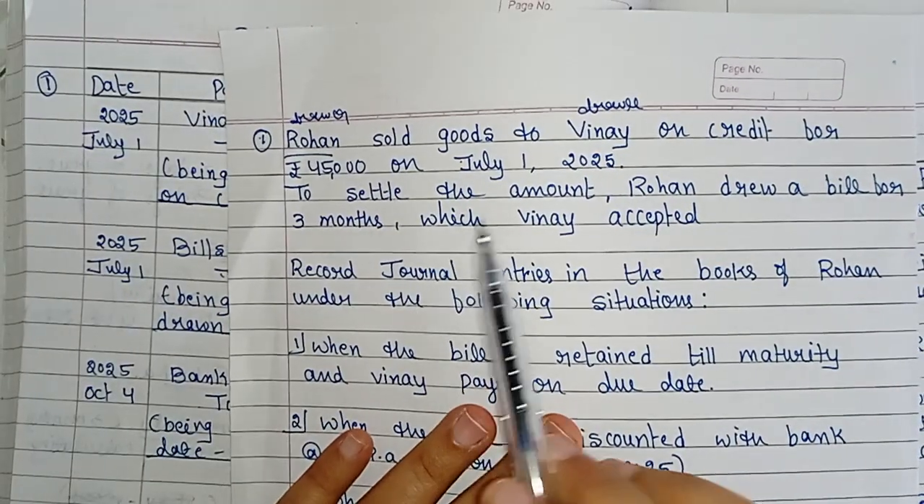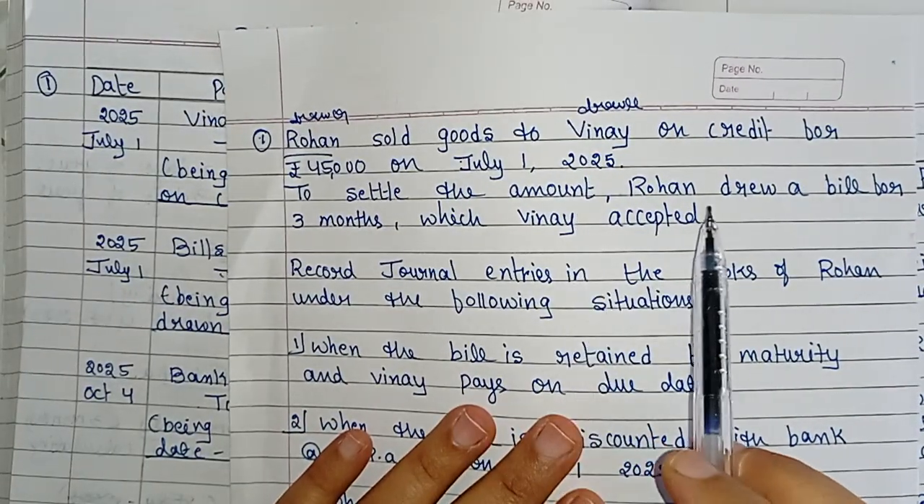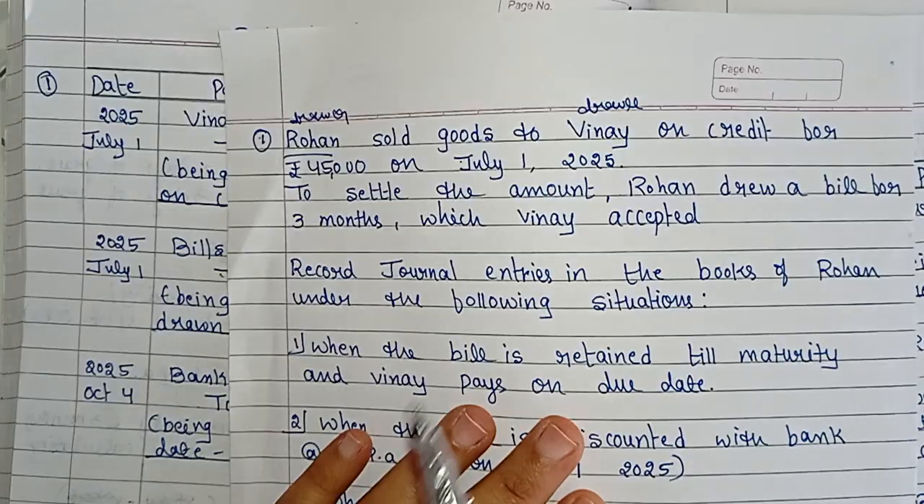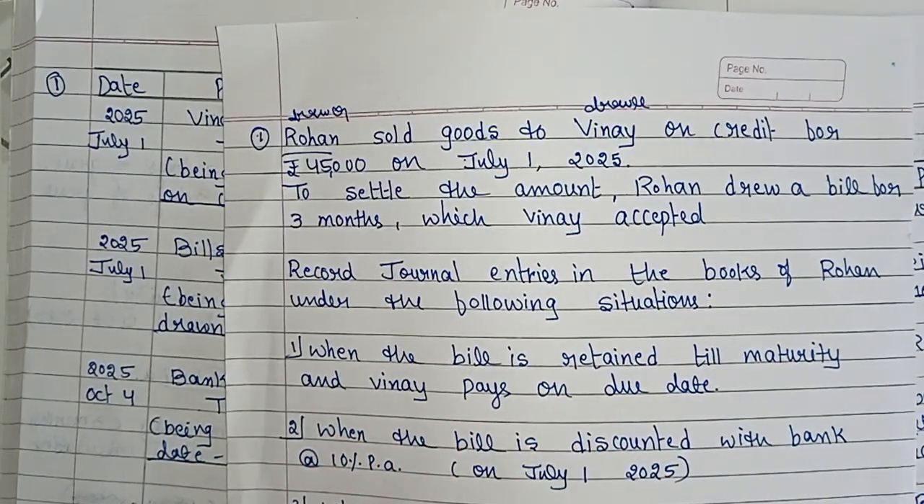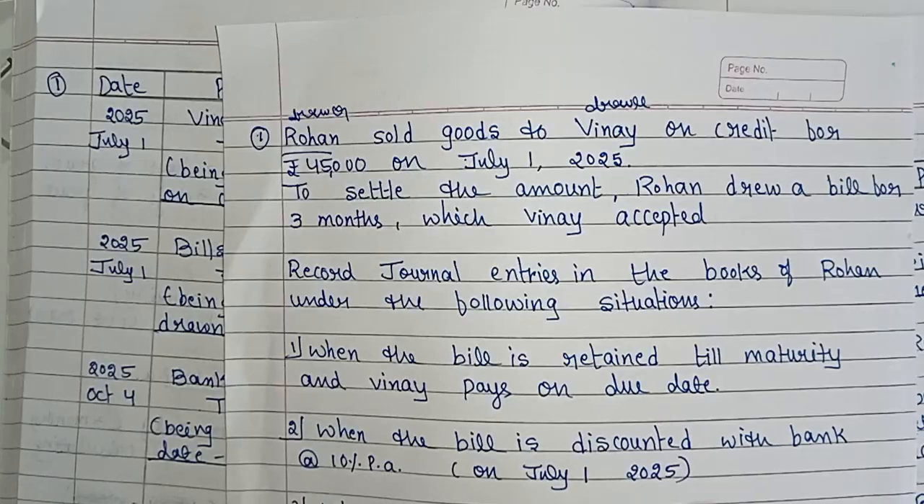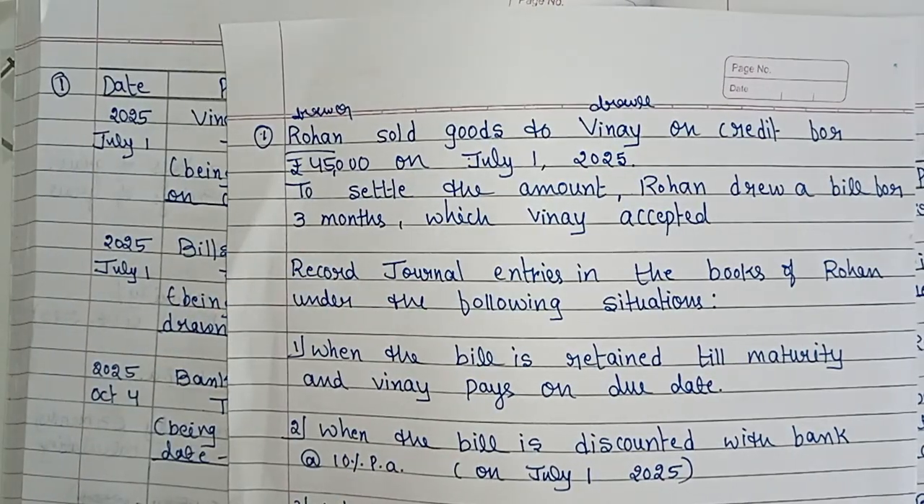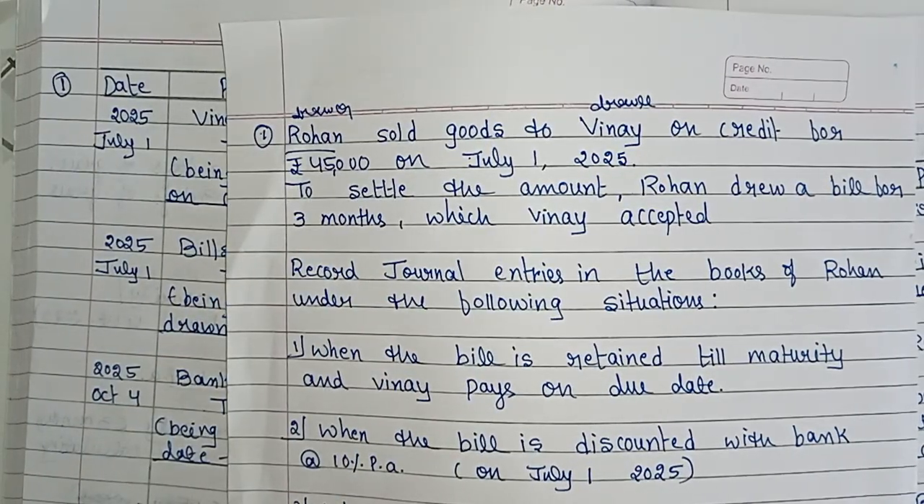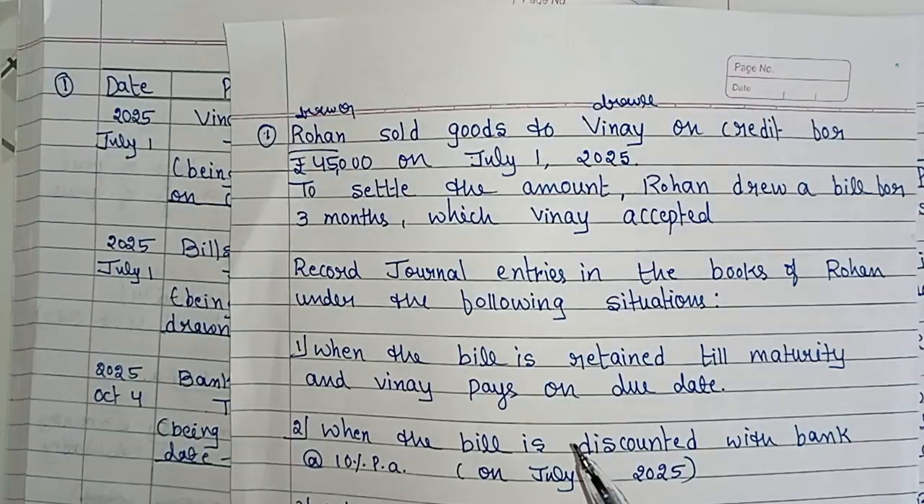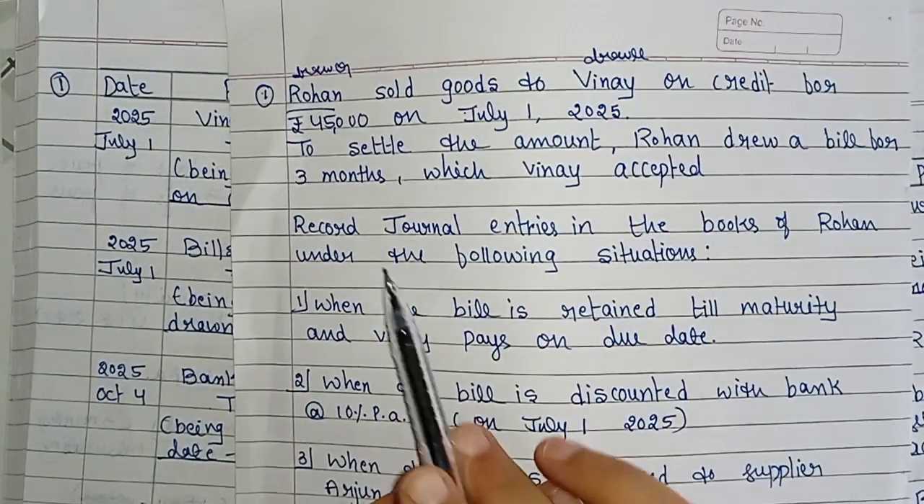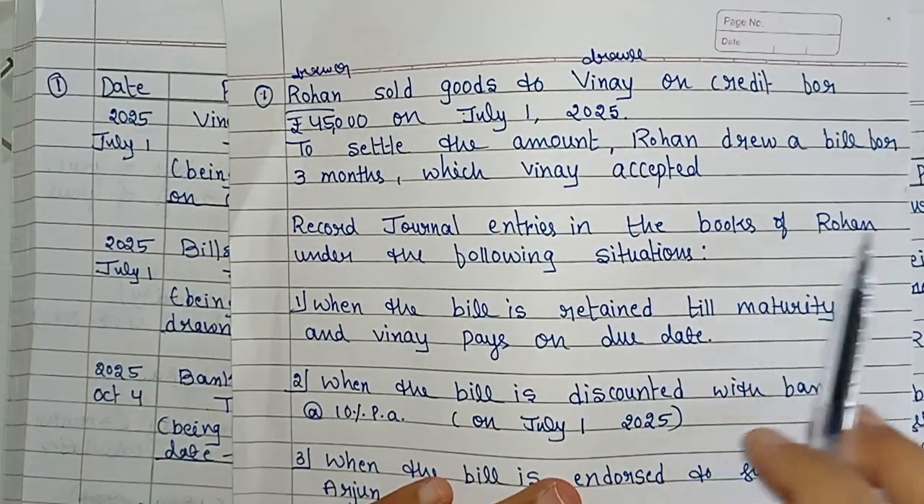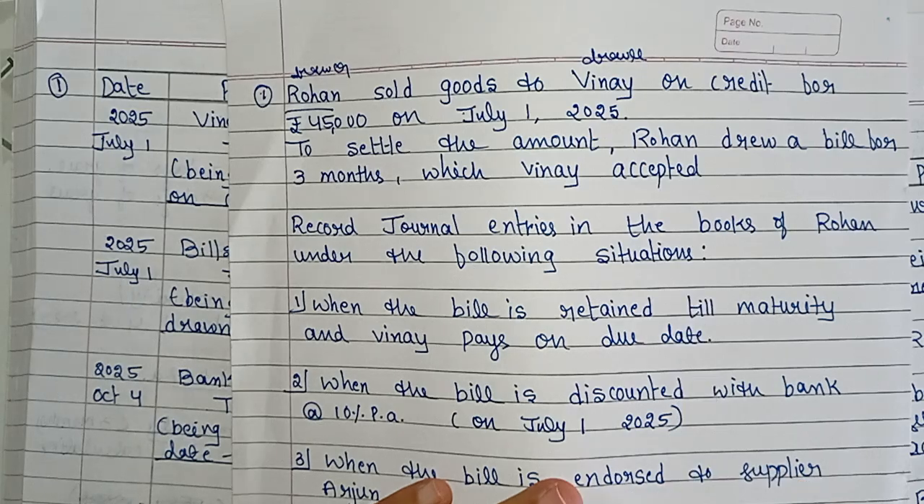Clear? To settle the amount, Rohan drew a bill for 3 months, which Vinay accepted. So the period given by Rohan to settle the amount is 3 months. The bill is accepted by Vinay. Now record journal entries in the books of Rohan under the following situations.